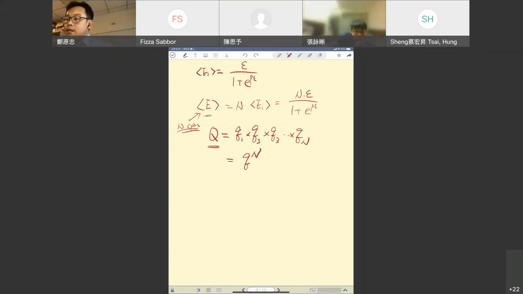So this gives us a prescription of calculating the n particle partition function from the single particle partition function. This is a very important result, and it's very useful. It simplifies the calculation a lot.